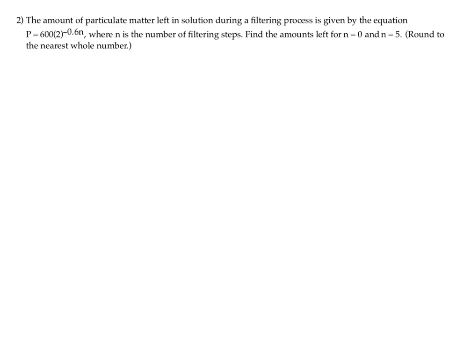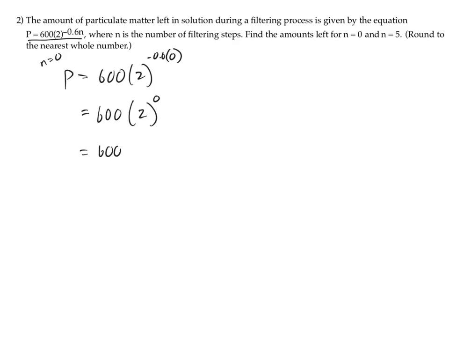Here's another one. The amount of particular matter left in a solution is given by this equation, where n is the number of filtering steps. Find the amounts left for n is 0 and n is 5. So all I have to do is use this formula, 600 times 2 to the negative 0.6 times n. If it's 0 to start with, let's do that one. So this is for n equals 0. It'd be 600 times 2 to the, well, anything times 0 is 0, even if it's negative, and 2 to the 0 is 1, so this one would be 600. So you'd be starting with 600. That's n equals 0, no filtering steps.